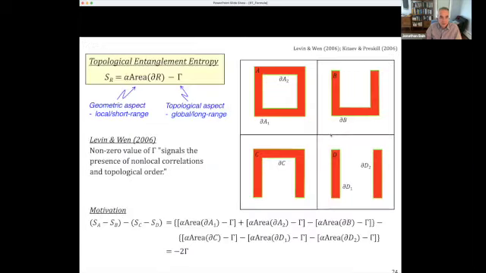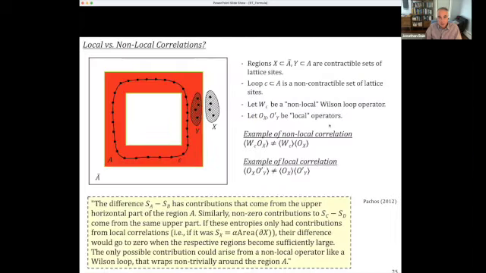So again, the intuition is that a non-zero value of this second term in the formula for entanglement entropy indicates the presence of a non-local correlation contributing to the left-hand side. And that non-local correlation is due, according to Levin and Wen's and Pachos's intuition, to the presence of a non-local operator of the Wilson loop variety.